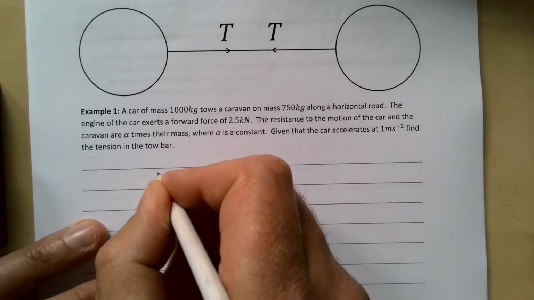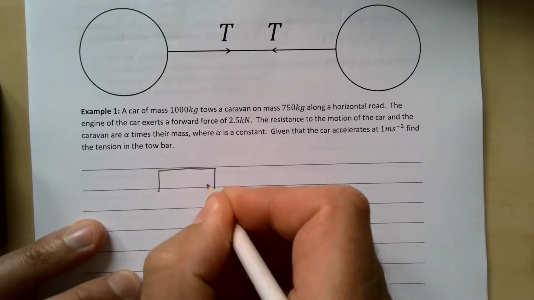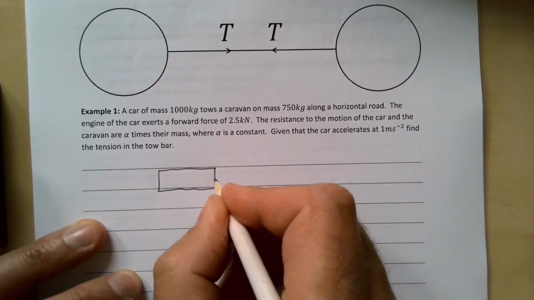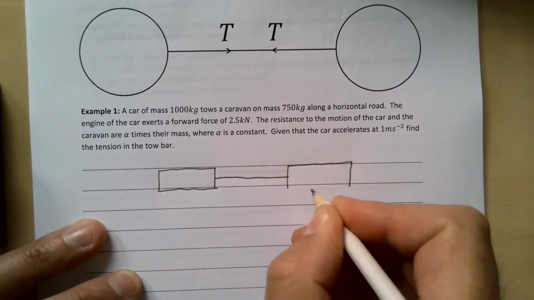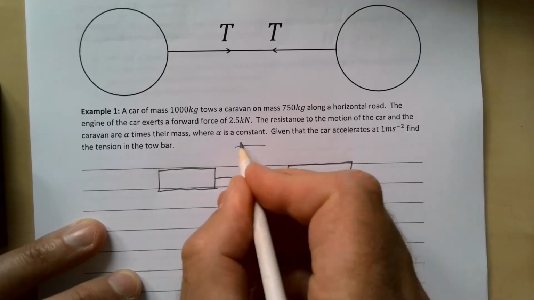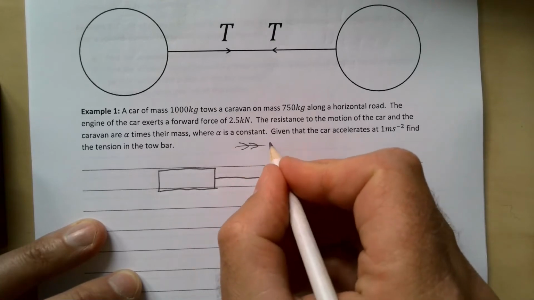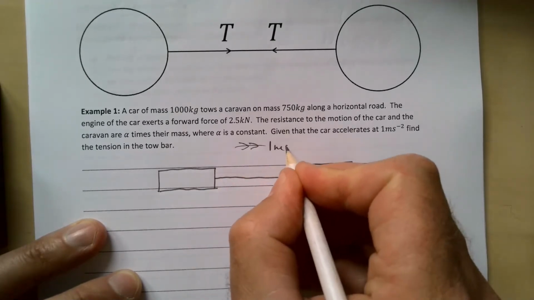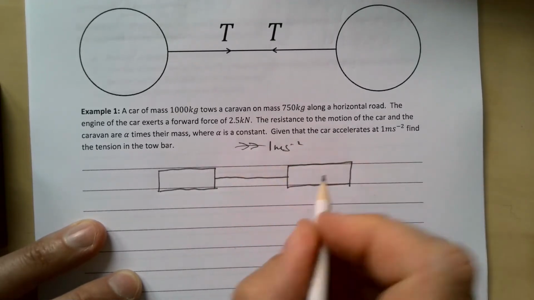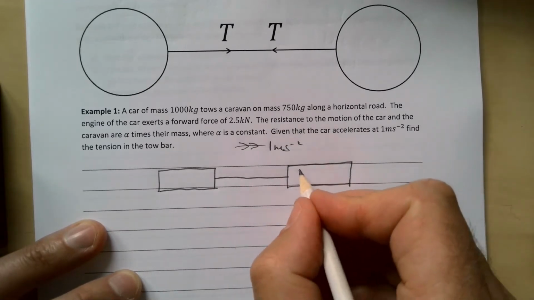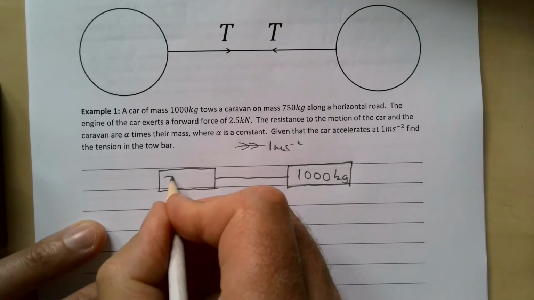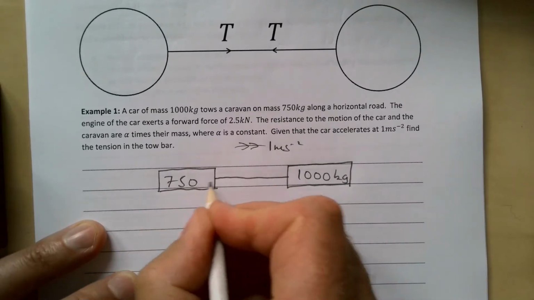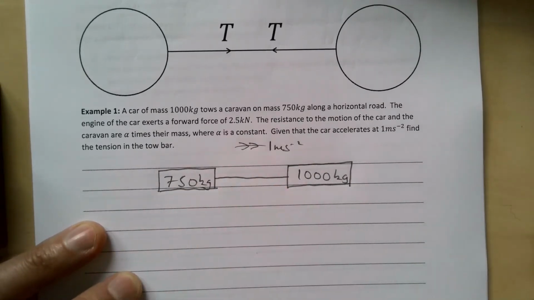So I normally draw my diagram a little bit like this, nothing too fancy, but I do make the tow bar very long so we can fit all my forces in. We're going to have the acceleration going this way, with a double arrow, and then this must be the car if it's traveling this way. So the car is 1,000 kilograms and the trailer, the caravan, is 750 kilograms.